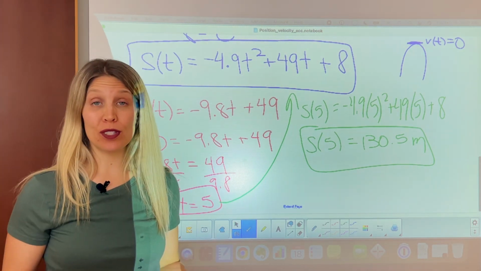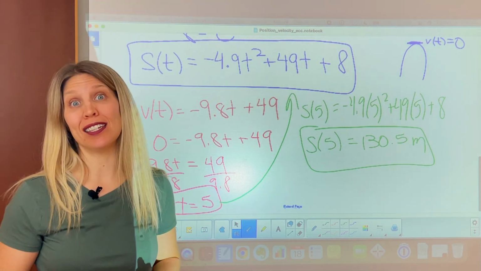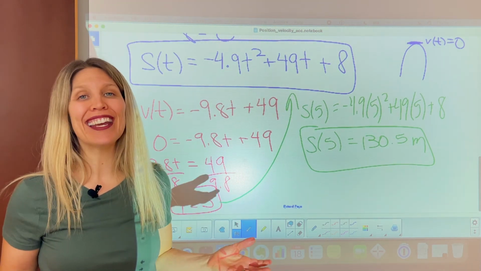So hopefully you see how calculus is used in everyday things like position, velocity, and acceleration. Like it or not, it's there.